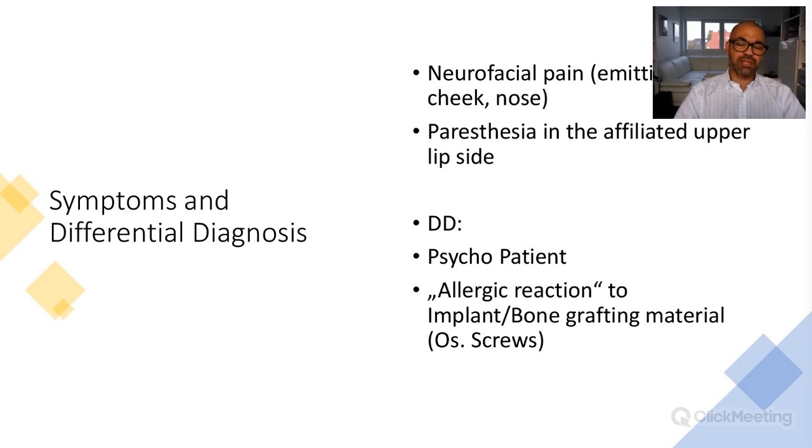Neurofacial pain of the patient can go exactly to the eye region, cheek and nose. Paresthesia is very prevalent in many cases when we touch this anatomical structure, and especially in the affiliated upper lip side. The differential diagnosis is, be aware of the psychopatient, of course, or a patient with massive anxiety issues. So we need to differentiate between the patients that might have a psychological issue or the ones that definitely have neurofacial pain.